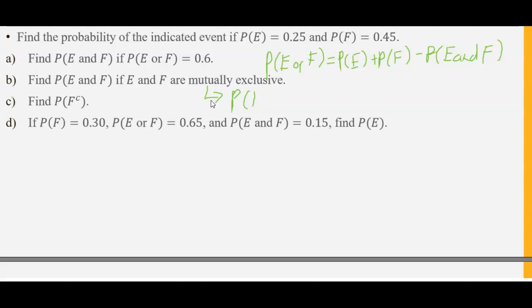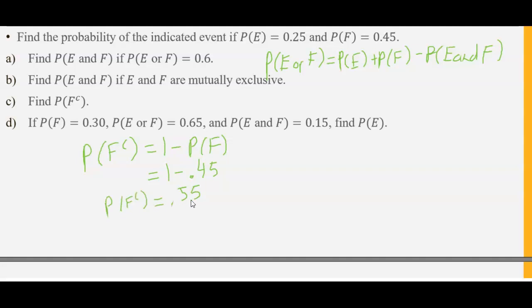Now, for C, we need to find the probability of F complement. To find it, we'll simply use the formula. The probability of F complement is equal to 1 minus the probability of F, which is the same thing as saying 1 minus 0.45, which makes the complement equal to 0.55. So the probability of F complement is equal to 0.55.